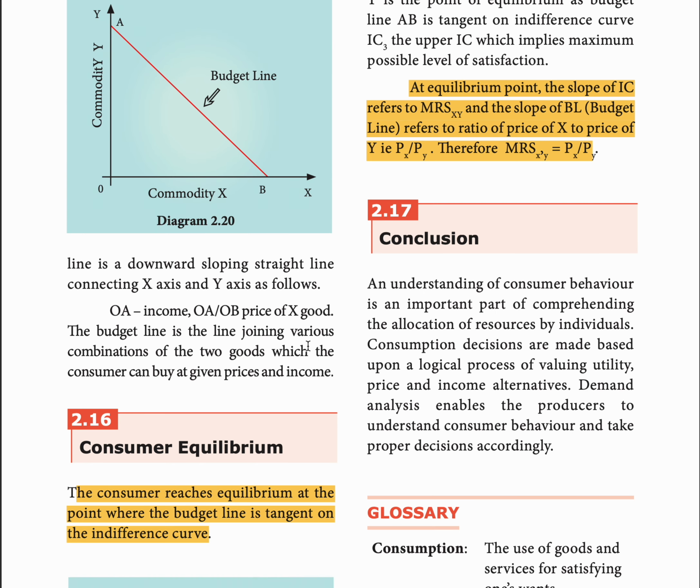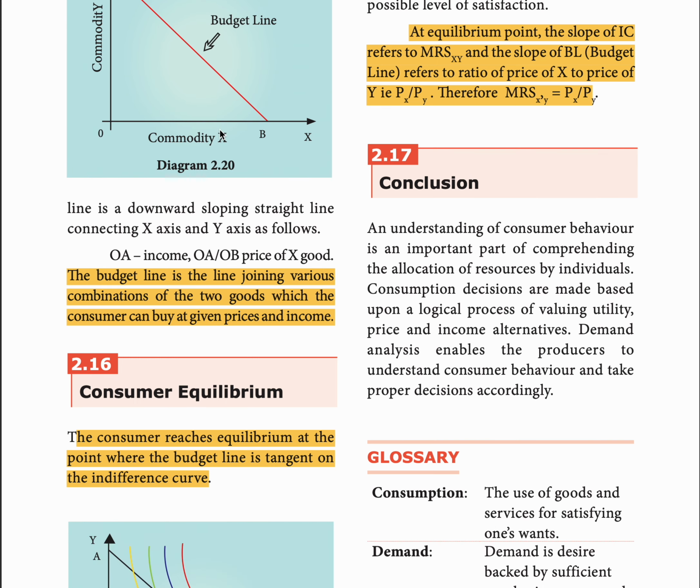The budget line is a line joining various combinations of two goods which the consumer can buy at a given price and given income. So what is this budget line? The budget line is the line joining various combinations of two goods that the consumer can buy at given price and income. It shows the various combinations of commodities X and Y that the consumer can buy at a given price and given income, right?